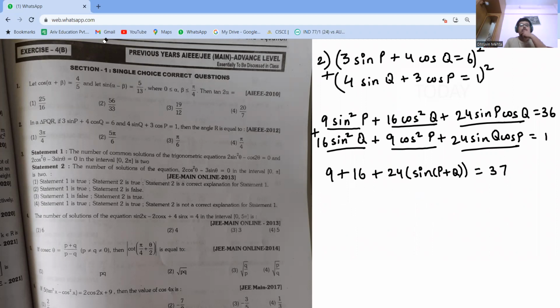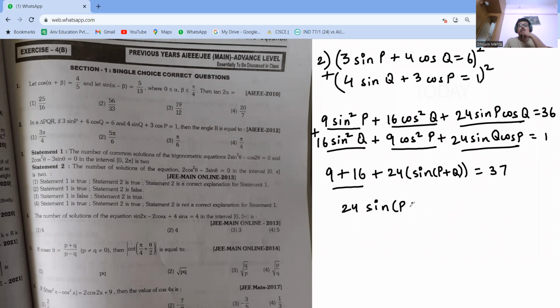When we take 24 common, this will be sin p cos q plus cos p sin q. So this will be the compound angle formula of sin of p plus q. Done guys, this will be solved. So let me just change this. So we will get, this is 9 plus 16, 25, which there becomes 12. So 24 sin of p plus q.